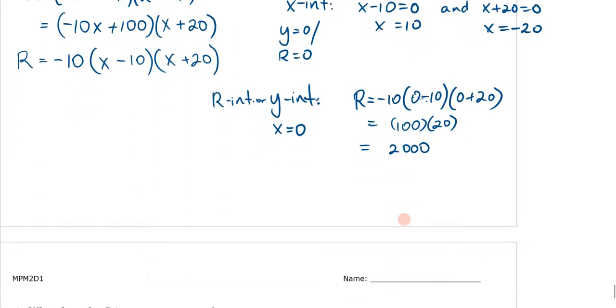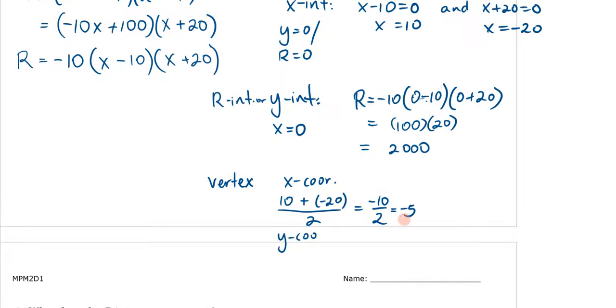And now let's find the vertex. So the vertex x-coordinate is just the average of the x-intercepts. So if I take the 10 and the negative 20, so plus negative 20, divide by 2, I get negative 10 over 2, which is equal to negative 5. And I can find the y-coordinate by substituting that back into the equation.